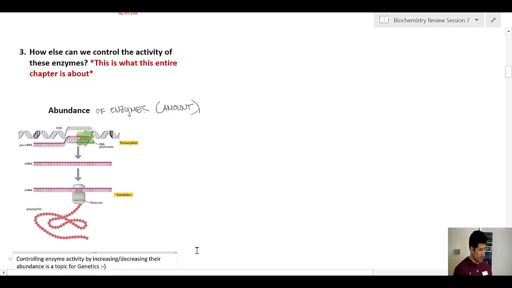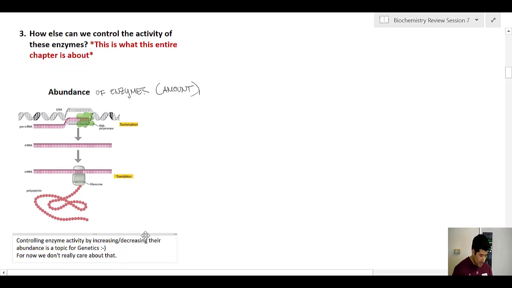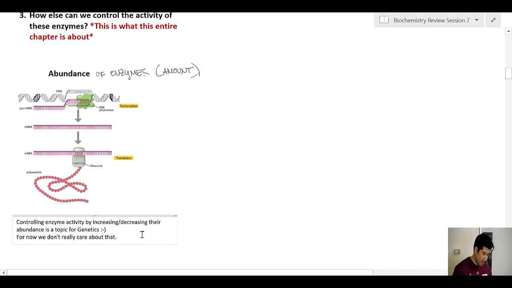There's a little image right here that can help you answer that. Through the transcription and translation process, right? So through genetics. However, that's a topic for genetics, the actual course. So for now, we don't really care about that. But this is just one way that we can control the amount of enzymatic activity, the amount of enzymes.